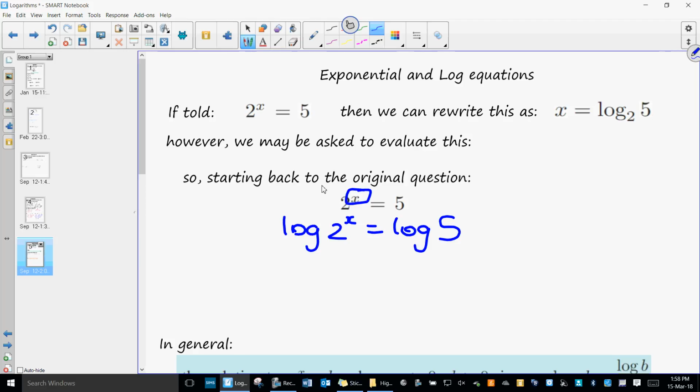Well, now where can my x go? To the front of the line. Because it's a power, isn't it? Yes, and when we've got log statements with powers, we can move our powers to the front. So this would now be x log 2 equals log 5.